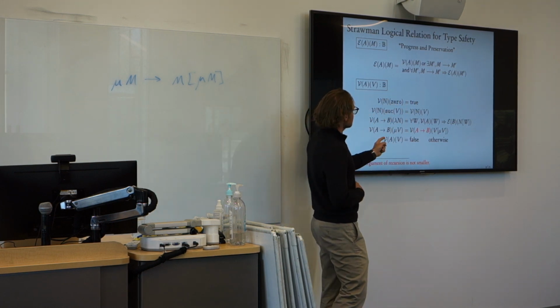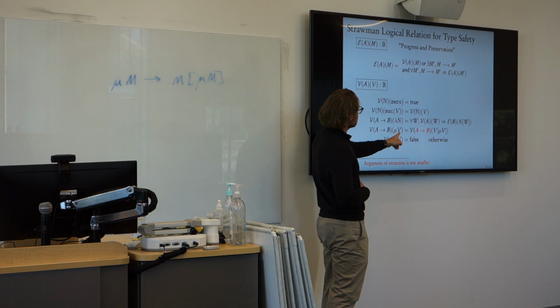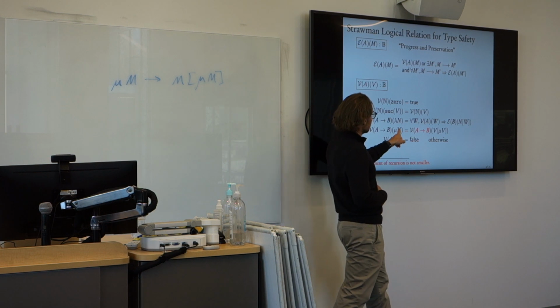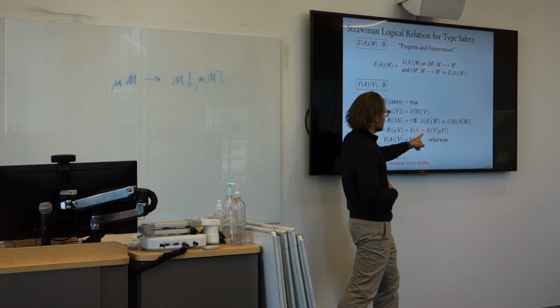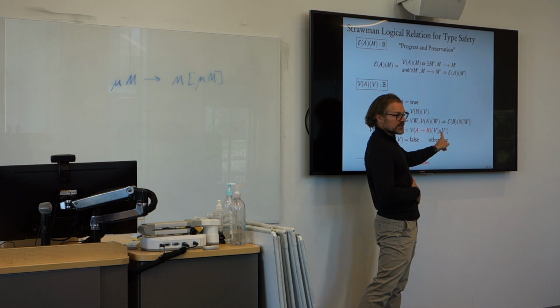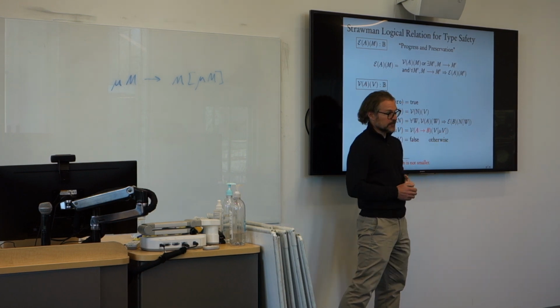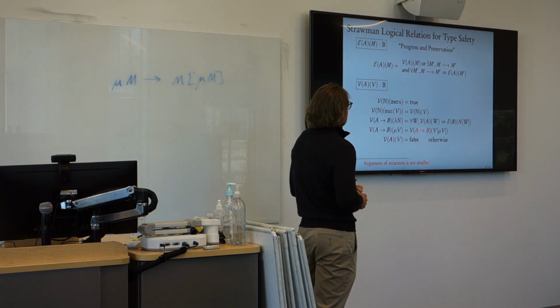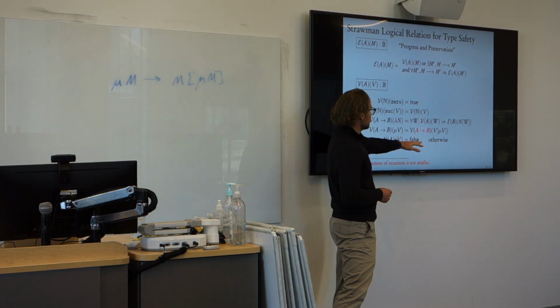And then similarly for mu, for recursion, what this is saying is, okay, if I've got a well-behaved mu, that means I can unfold it once, and that's still well-behaved. Okay? And then all the other cases are false.